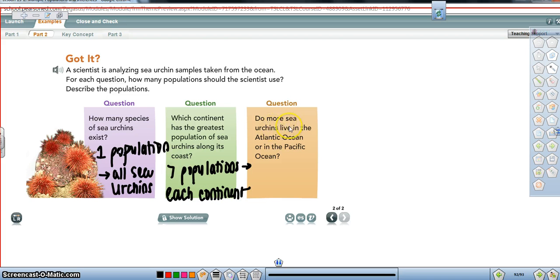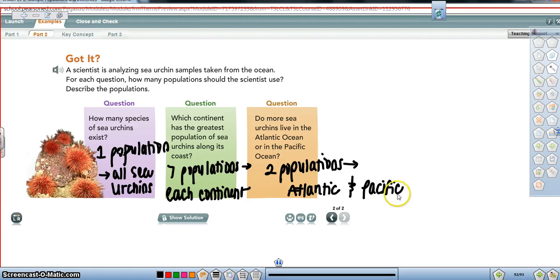Do more sea urchins live in the Atlantic Ocean or in the Pacific Ocean? This would be 2 populations. We would study the Atlantic, how many sea urchins live there, and we would study the Pacific, how many sea urchins live there, and then we could decide where more sea urchins live.